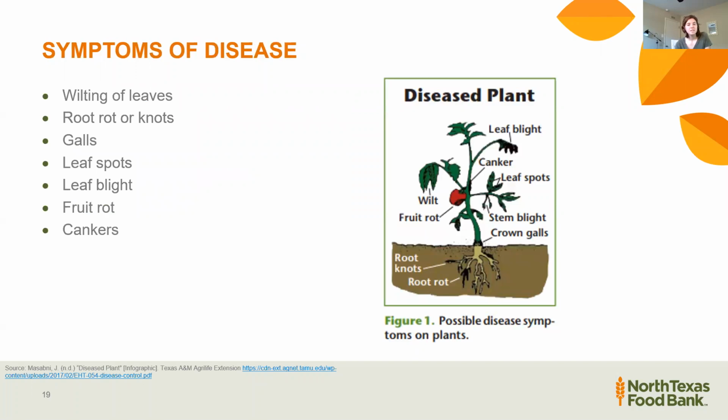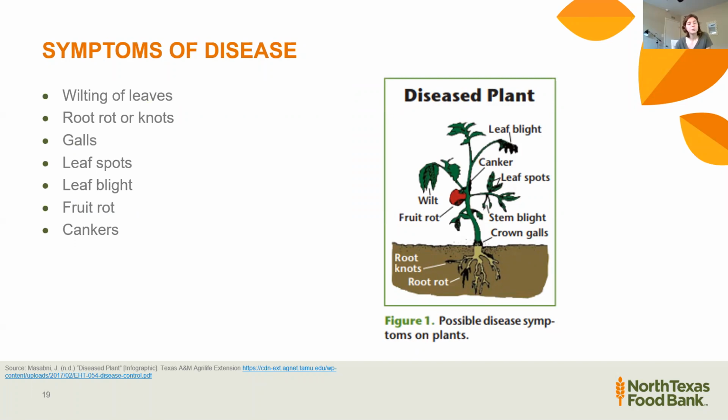Okay, so symptoms of disease. This picture is from Texas A&M AgriLife Extension. I think it does a really good job illustrating some of the symptoms that plants can show for a plant disease. So of course, wilting of leaves, we're all familiar with that. The tricky thing with that is it can be a disease or it can be that your plant is thirsty.